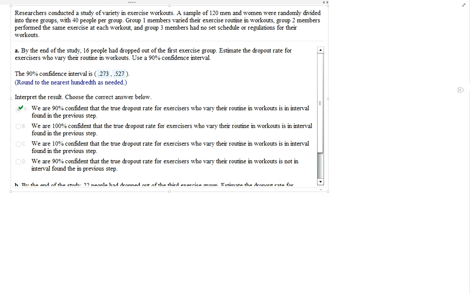Now this one asks you to construct the 90% confidence interval of a proportion. Basically, there is a group of 40 people, and out of those 40, 16 people dropped out. So construct the drop rate and construct a 90% confidence interval for the drop rate. Okay, 16 over 40. So let's go back to the Excel.